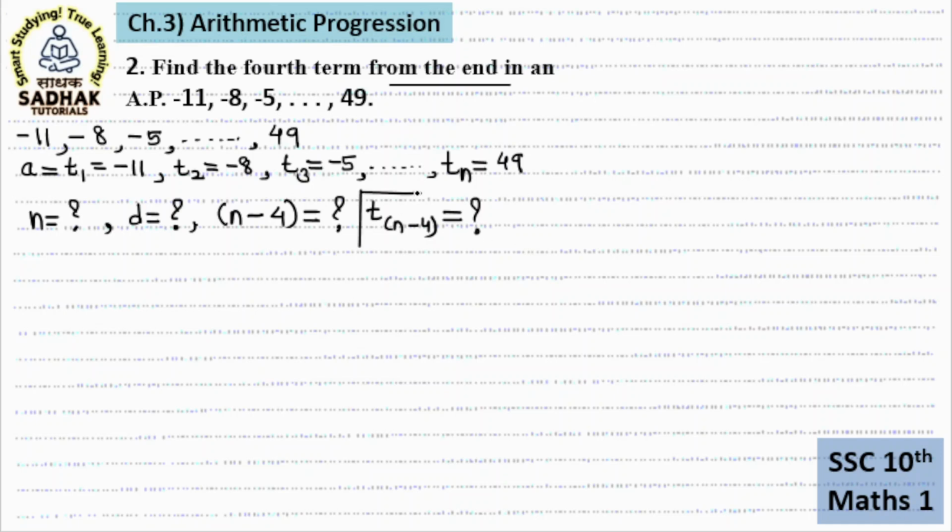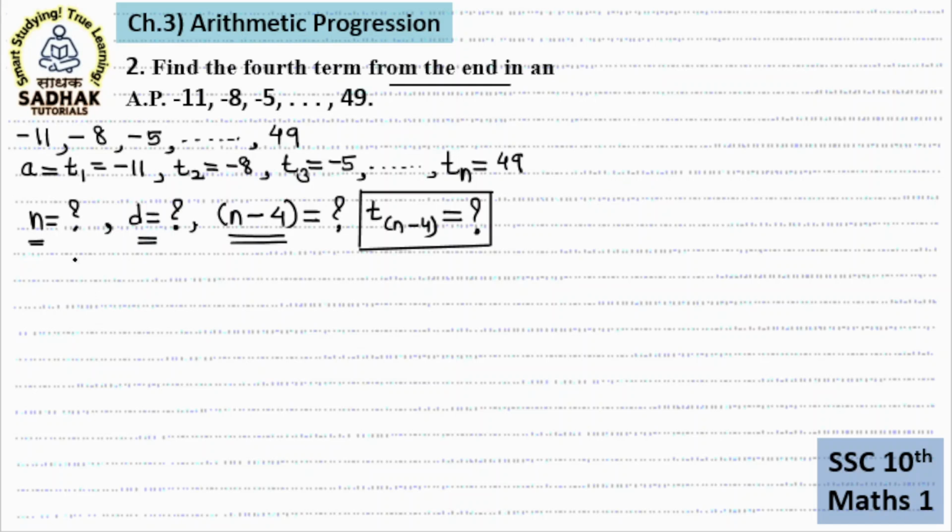What we have to find out is the fourth term from the end. So we have to find term n minus 4. But for finding this, first we have to find d, then n, and then n minus 4.